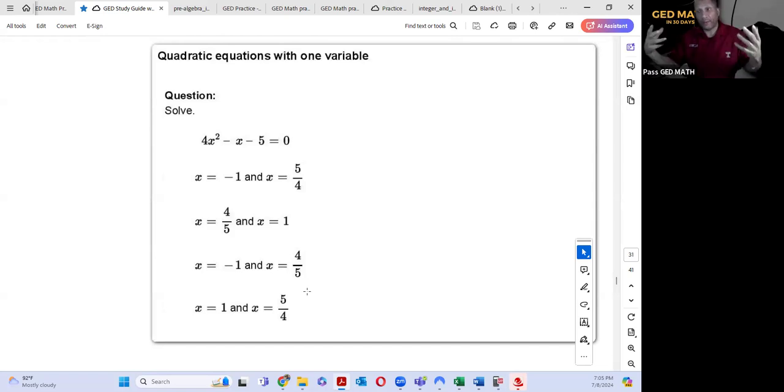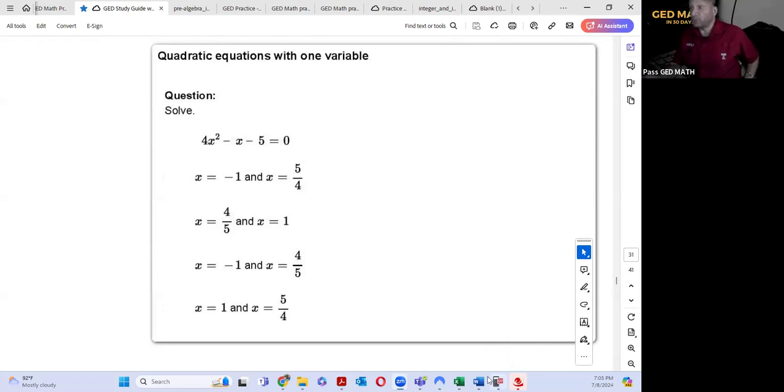So remember, I talk about this ebook all the time. They're saying solve this quadratic equation: 4x squared minus x minus 5. Oh, Mr. Tins, I thought you said when a is not equal to 1, you don't even want us to do it. You're 100% right.